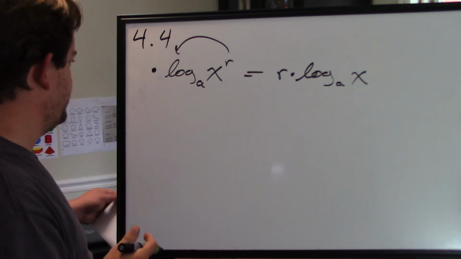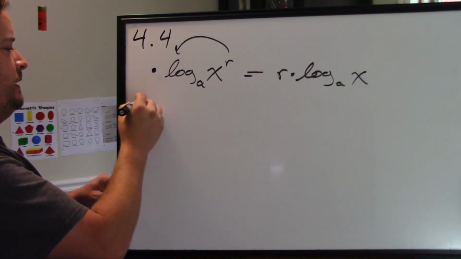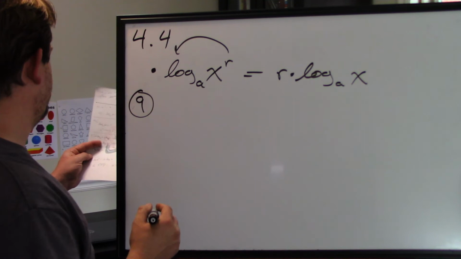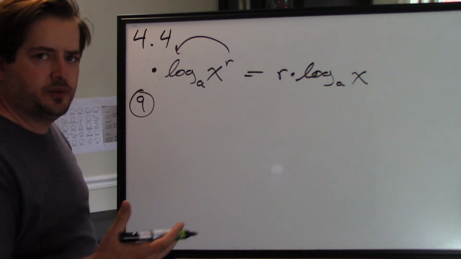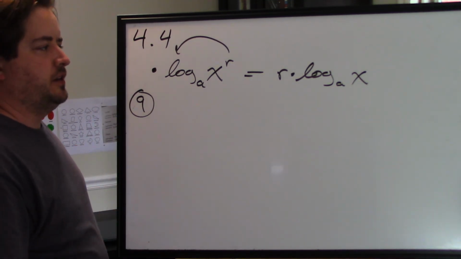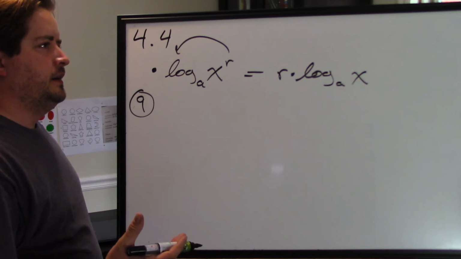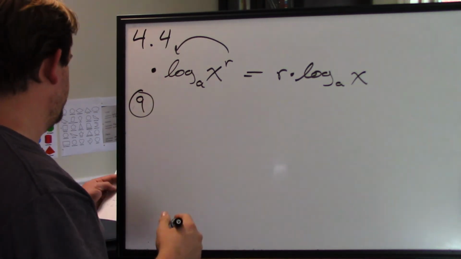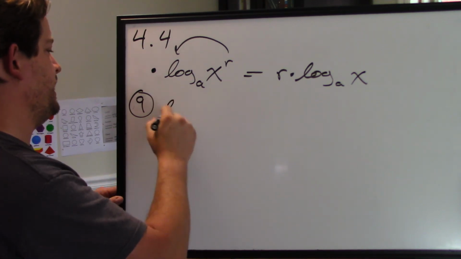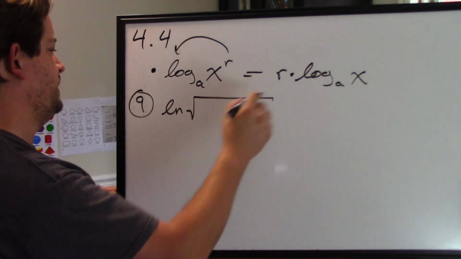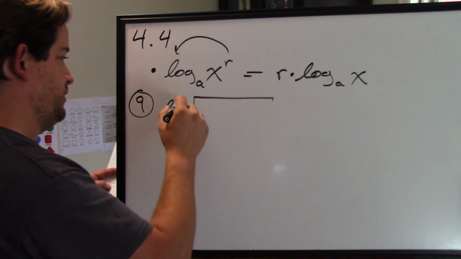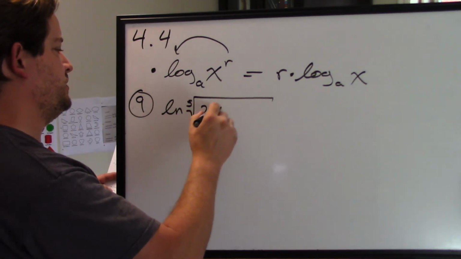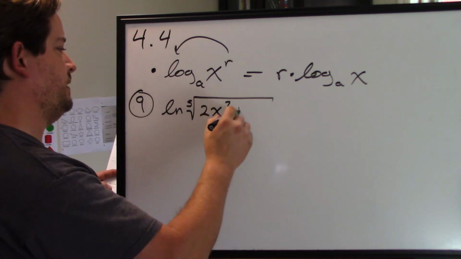So let's take a look at number 9 and how we can use that here. I think 9 says break it up into different logarithms and then use all exponents, pull them out as coefficients in the front using this. So we start off with natural log of the square root, the fifth root of 2x squared y to the third.